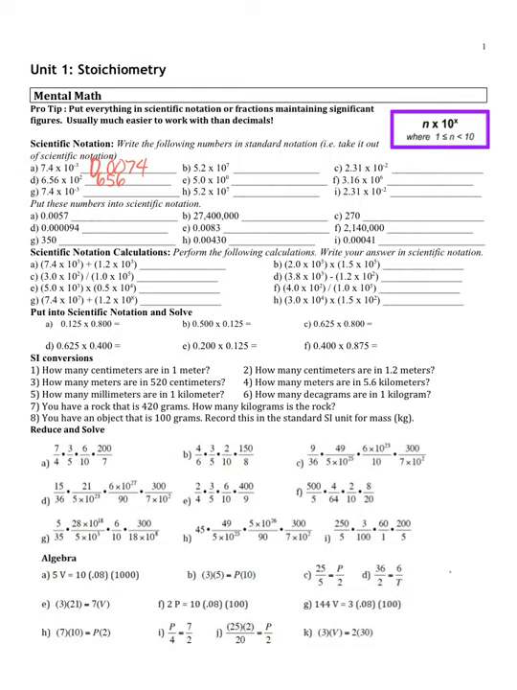So in order for me to put my number in scientific notation, I would make my number 5.7. And from the decimal point right here to the decimal point between the 5 and the 7 is 3 spaces. So this would be times 10 to the negative 3.